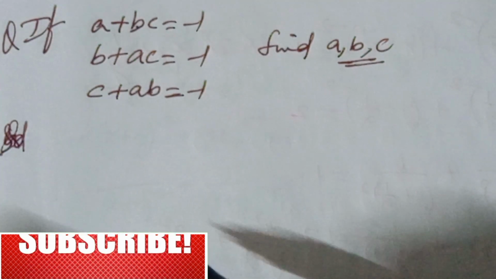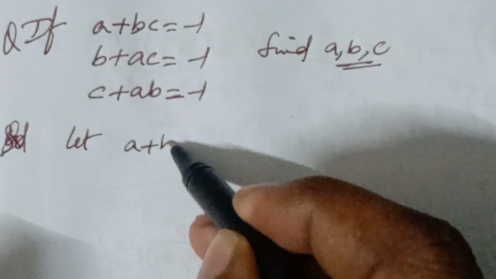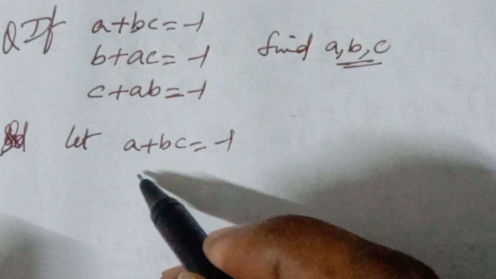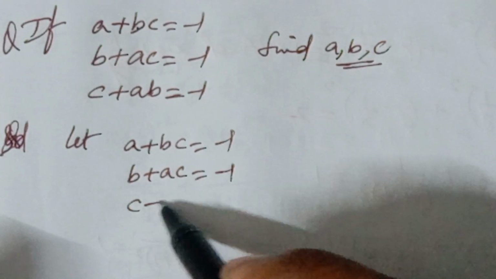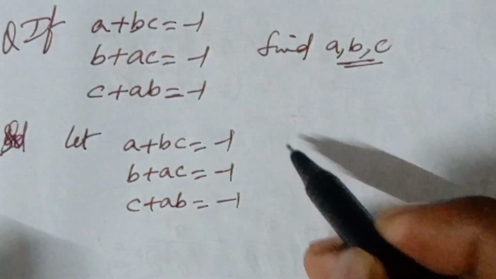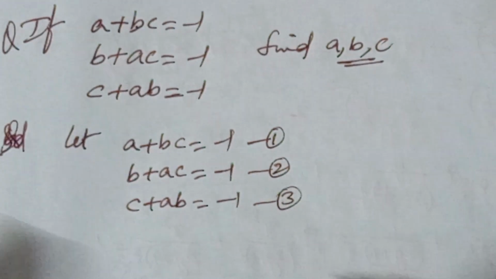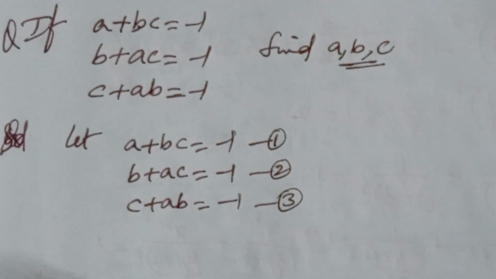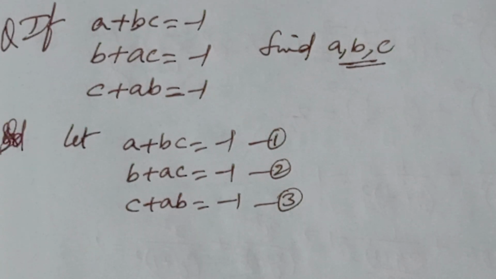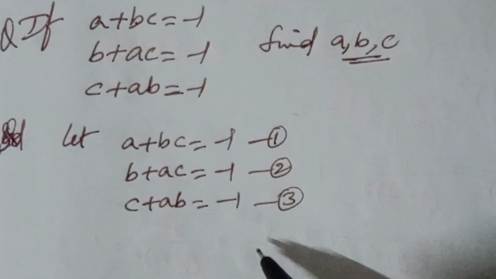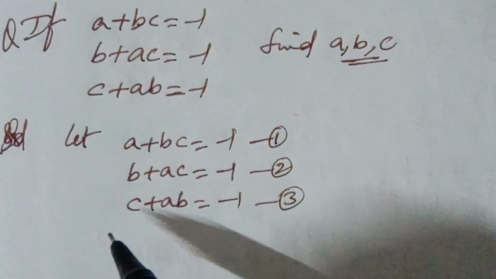So here, let us take a plus bc is equal to -1, b plus ac is equal to -1, c plus ab is equal to -1. Let us take this as equations 1, 2 and 3. So here, pause the video for 10 seconds and think about this problem. Can you get the answer? Can you get a solution for this? Any easy method? If you have, you can comment in the comment box.